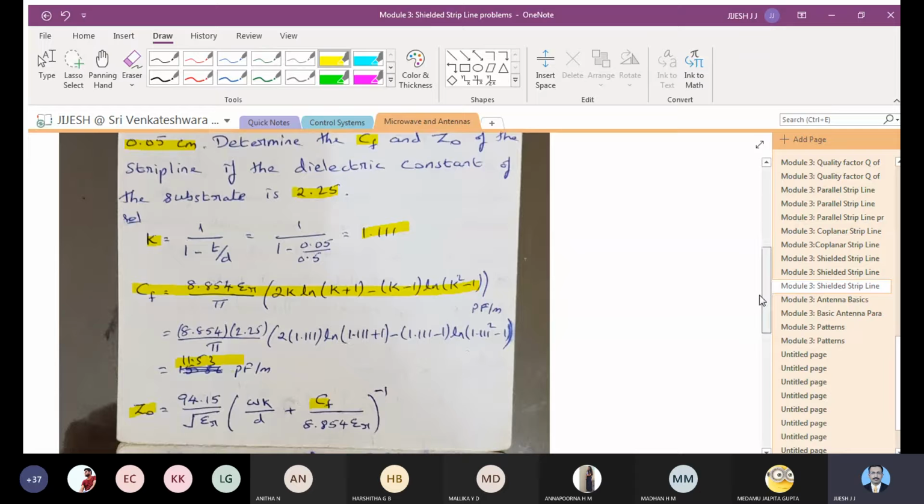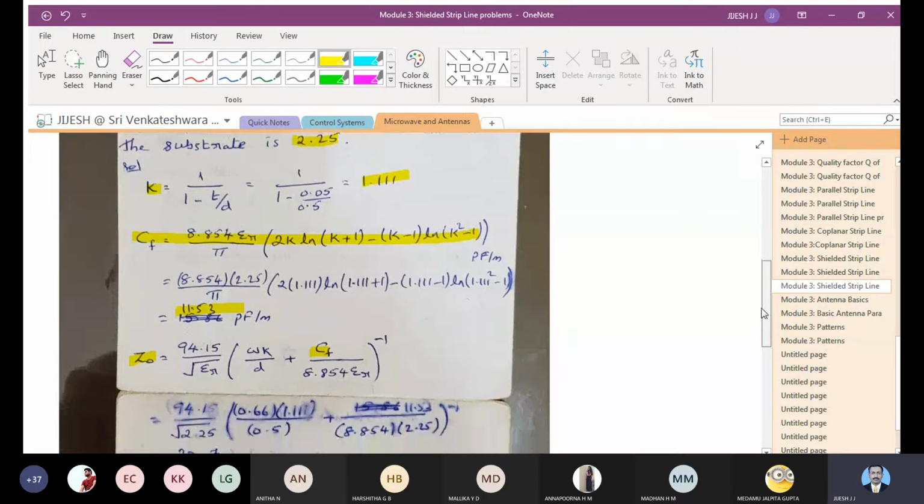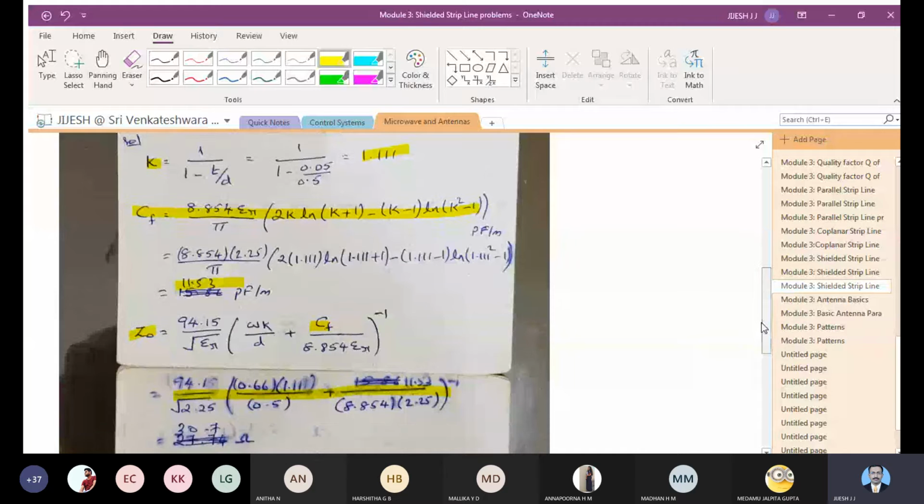So when you do all those substitutions, you will get it in this form: 94.15 divided by root of 2.25, 0.66, 1.11 divided by 0.5, 11.53, 8.854 into 2.25. What is the answer you got? 30, right? Yes, sir. 30.7 ohms you'll get. So you'll get Z0 as 30.7, CF as 11.53. So all of you complete this problem.